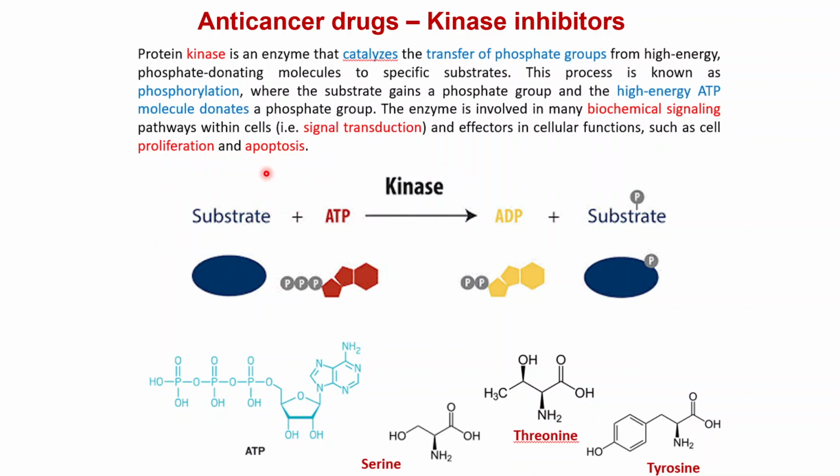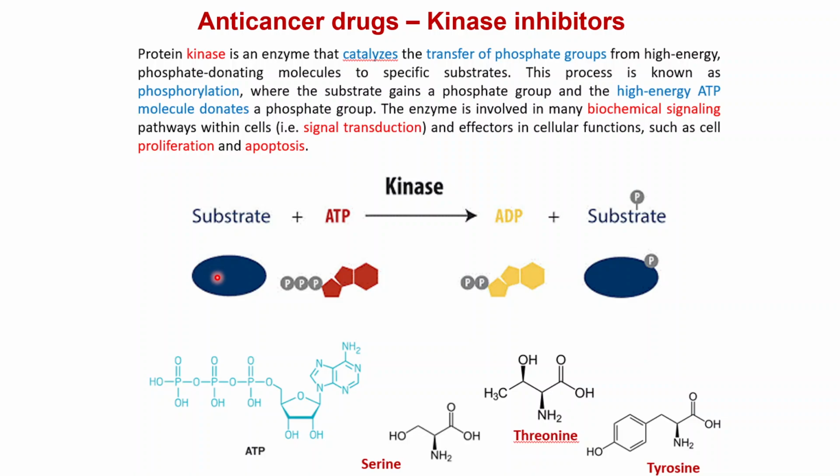So basically, what does this kinase do? This enzyme acts on a substrate, and we have a high energy phosphorylated molecule like ATP. This ATP has three phosphate units. We all know the gamma phosphate unit is incorporated into the substrate by the kinase enzyme, and we have this ADP. Okay, so this is the structure of ADP. This is the alpha, beta, and this is the gamma phosphate. It is incorporated into the particular substrate.